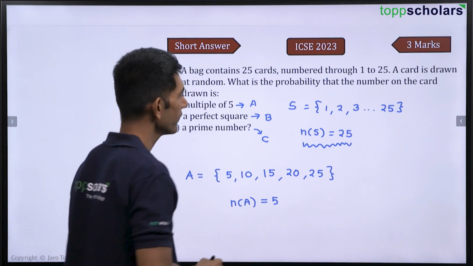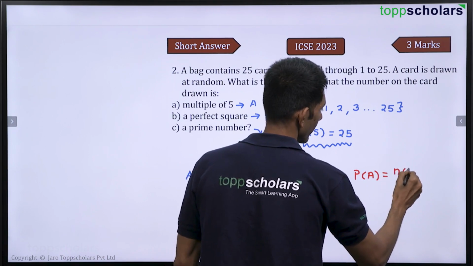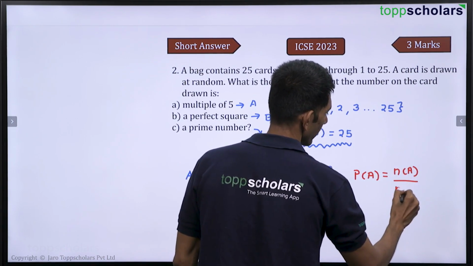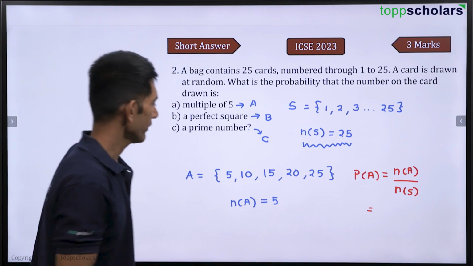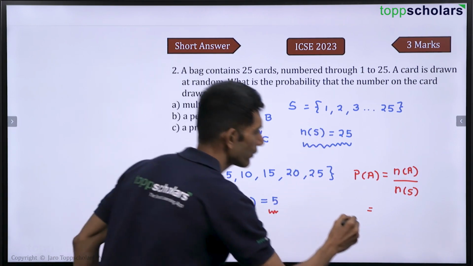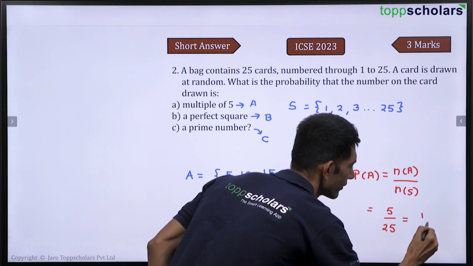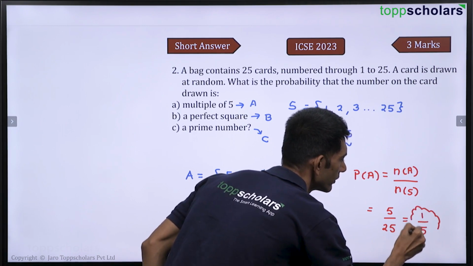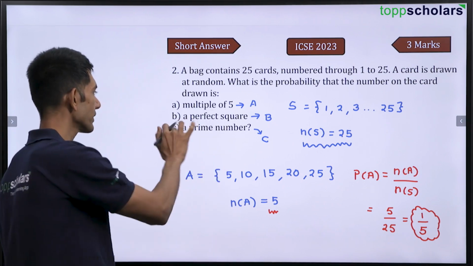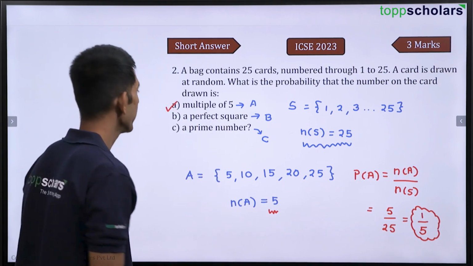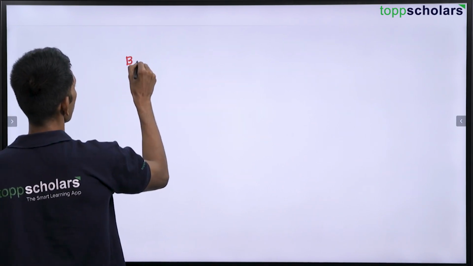And if n of A is 5, can I say the probability of event A is n of A by n of S, and that is equal to 5 by 25. Here you have 5, here you have 25, so that's 5 by 25, and 5 by 25 is 1 by 5. So 1 by 5 is the final answer, correct? So first question is done. Multiples of 5, the probability is 1 by 5. Let's talk about a perfect square. So let B be an event.